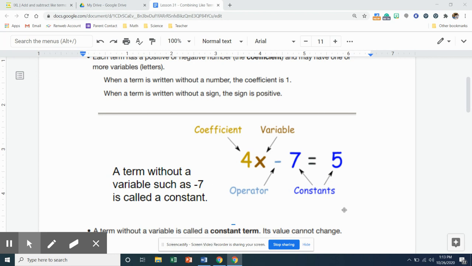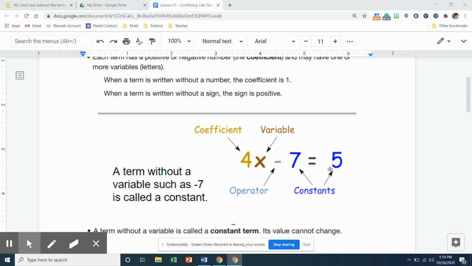So we first have to look at an equation. And in an equation, sometimes we have these letters, and remember, we call those variables. And in front of those letters, sometimes you have a number, and that number is a coefficient. So you have a coefficient and a variable. And if something doesn't have a letter behind it, it's a constant.